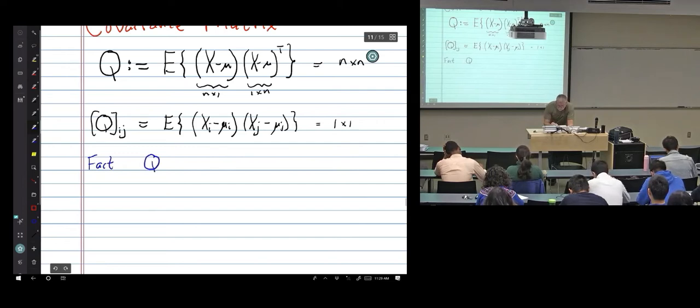This matrix Q is symmetric, and it's positive semi-definite. So it's always at least positive semi-definite.